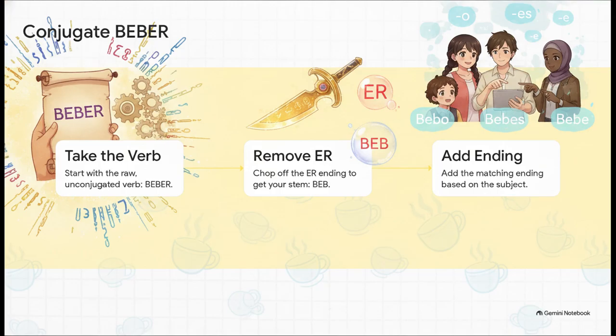Let me walk you through the actual mechanics of this step by step. Think of it like a recipe. Let's take another ER verb, beber, to drink. Step 1, grab the raw verb. Step 2, chop off that ER ending like a master chef, which leaves you with just the core stem, beb. And step 3, you just plug in the ending that matches your subject. I drink is bebo. You drink is bebes. He drinks is bebe. Guys, once you grasp this simple 3-step rule, you can literally unlock any regular ER verb in the Spanish language. It's a total game changer.